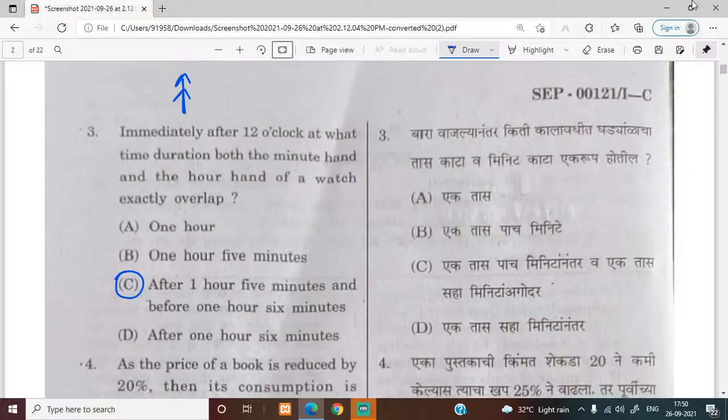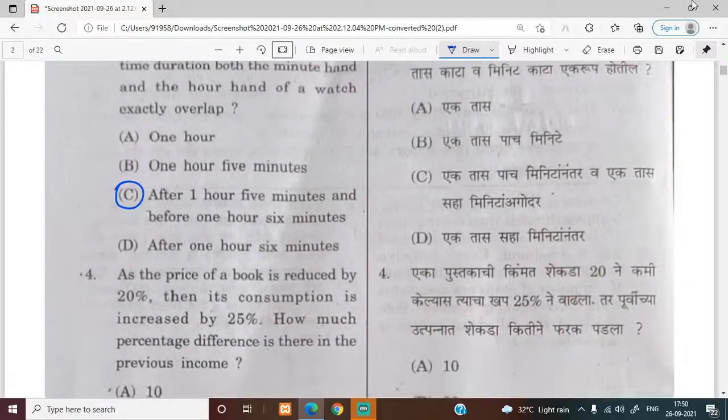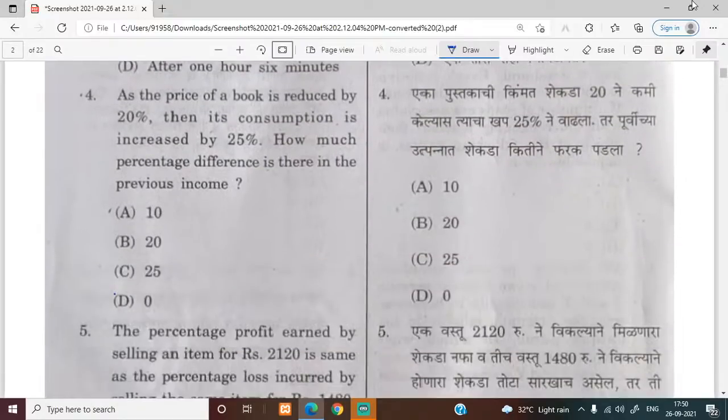So here, after 1 hour and 5 minutes and before 1 hour and 6 minutes, the right answer is option C. Next question is, if the price of a book is reduced by 20%, then its consumption is increased by 25%. How much percentage difference is there in the previous income? So here the right answer is option D, question number 4. D is the answer.